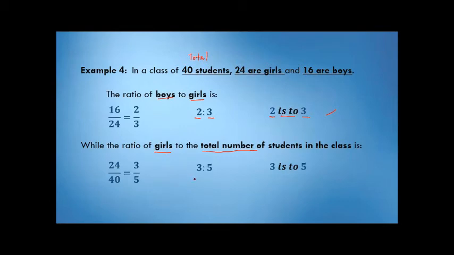So kung i-colon form natin, nandito ang 3 colon 5. At kung babasahin naman natin is 3 is to 5. Ibig sabihin, the ratio of girls to the total number of students in the class base sa scenario is 3 is to 5.